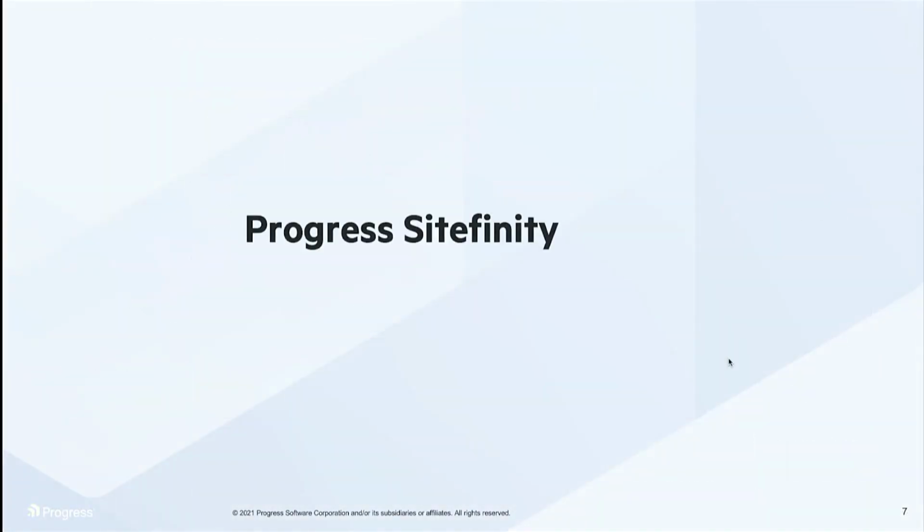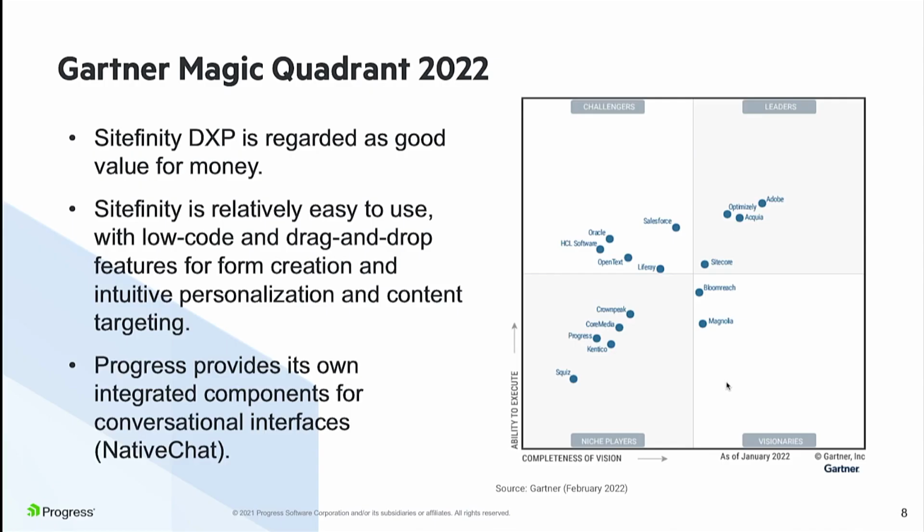Now let's go into Progress Sitefinity. In the recent Magic Quadrant, Sitefinity is regarded as good value for money if you compare it to the likes of Sitecore and Adobe. The reason we are listed here is that we are relatively easy to use, with low code and drag and drop capability, so that your users can create forms, pages, and landing pages, and then provide customizations and content targeting for your users.